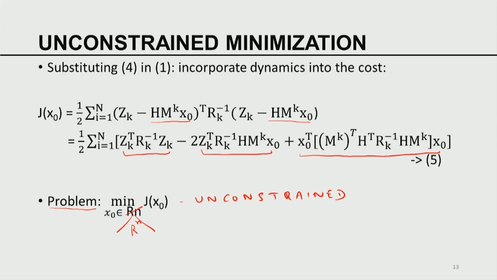Unconstrained minimization problem. So how do I solve this? I compute the gradient of J with respect to x naught. We know how to compute the gradient of a linear function. We know how to compute the gradient of a quadratic function. This is what we saw in the module on multivariate calculus. So we are going to draw from our experience in multivariate calculus.